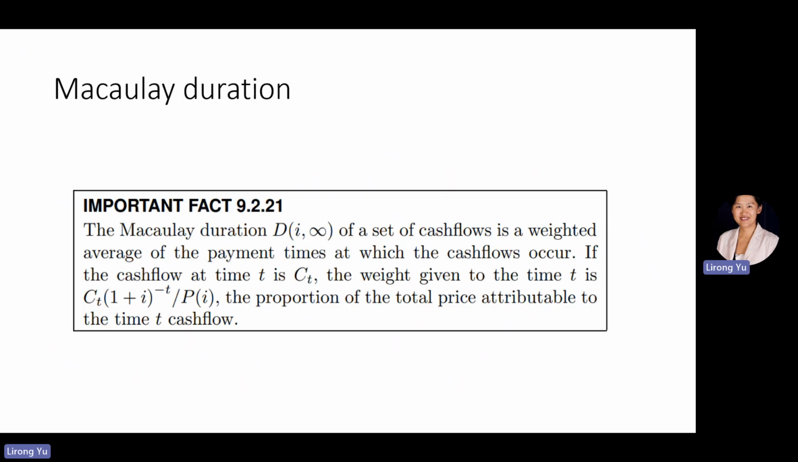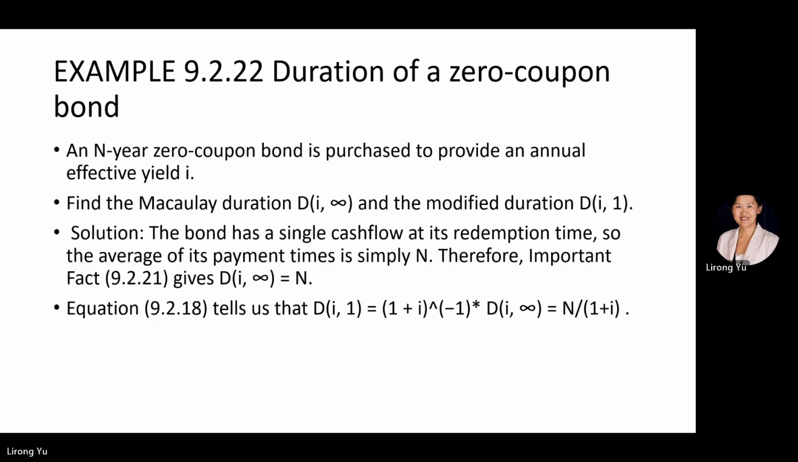And so in the future, when you try to analyze Macaulay duration, one of the ways is using Excel spreadsheets. Because with an Excel spreadsheet, the total present value can be calculated quickly by adding each of the future values discounted to present time.